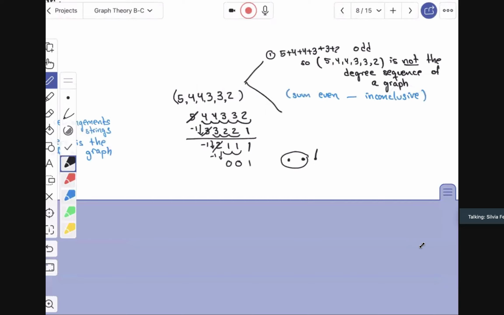This is equivalent to the number of odd elements in the list being odd. So, I could also just count: 1, 2, 3, 3 odd ones. It's odd. Then the list is not the degree sequence of a graph.